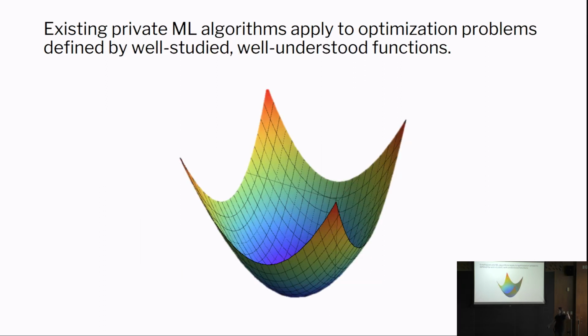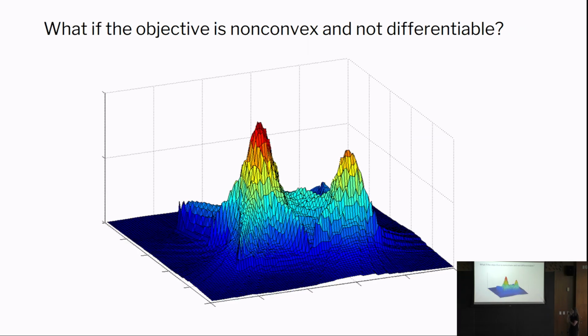And generally speaking, these existing machine learning algorithms apply to optimization problems defined by well-studied, well-understood functions in machine learning. So maybe these are convex optimization problems or L-Lipschitz, something like that. But what do we do if the objective is non-convex, non-differentiable? How can we still do private optimization in this setting?